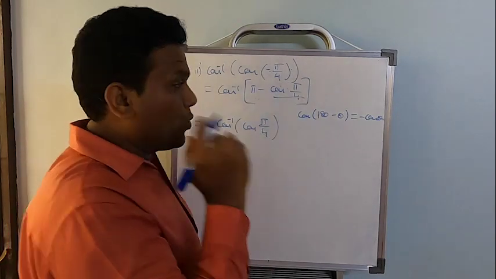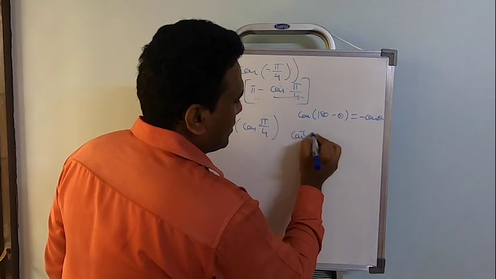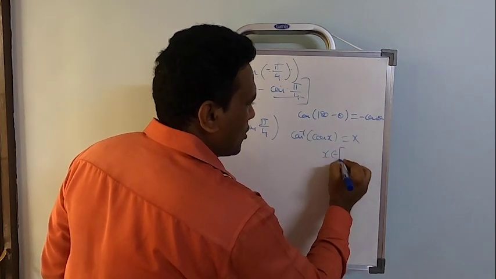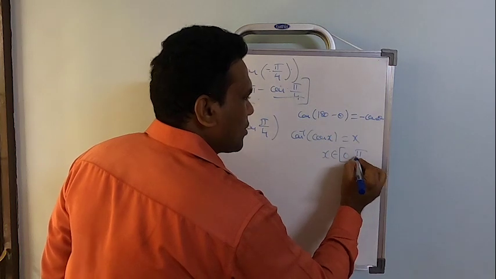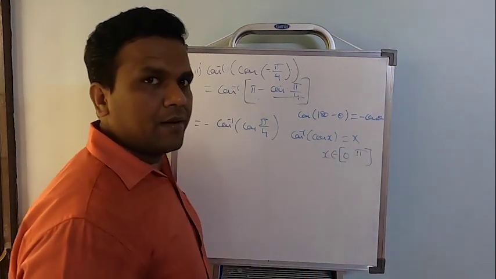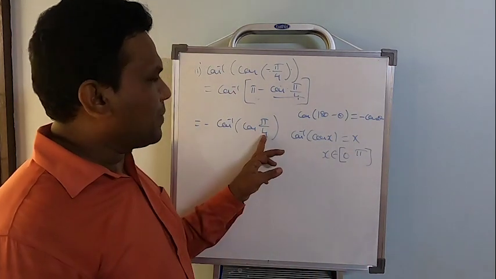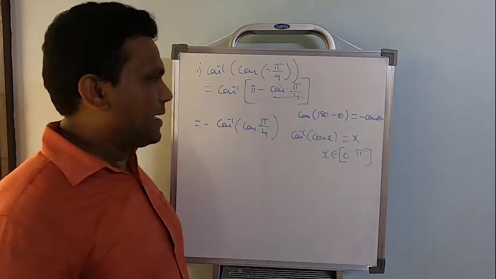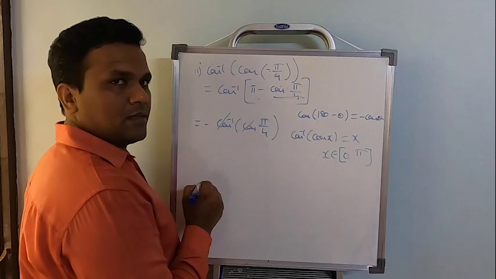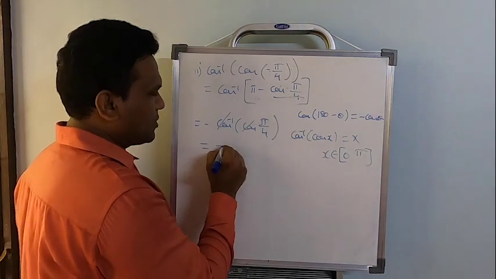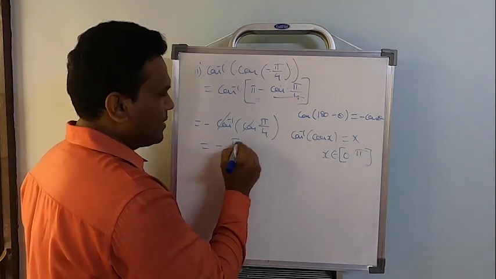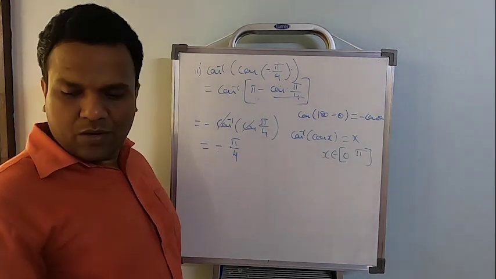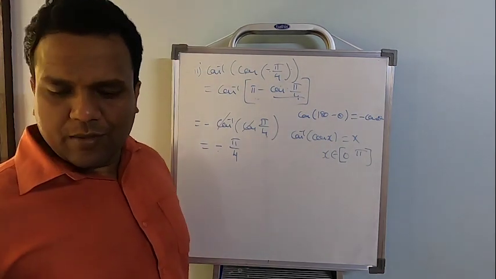Right? Now we have a property there. Cos inverse of cos x can be written as x if x belongs to the closed interval 0 comma pi. Correct? And notice the value we have here, pi by 4, that's 45 degrees. Surely it lies between 0 to 180. So now I can eliminate this, and we have a minus sign, so retain. The answer is simply minus pi by 4. This is how it should be done, students.